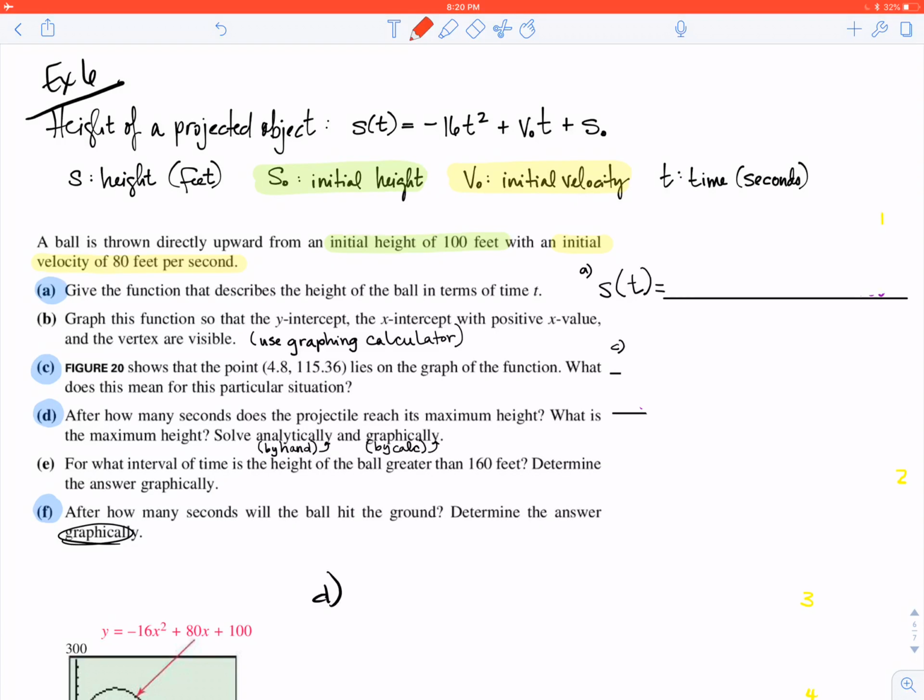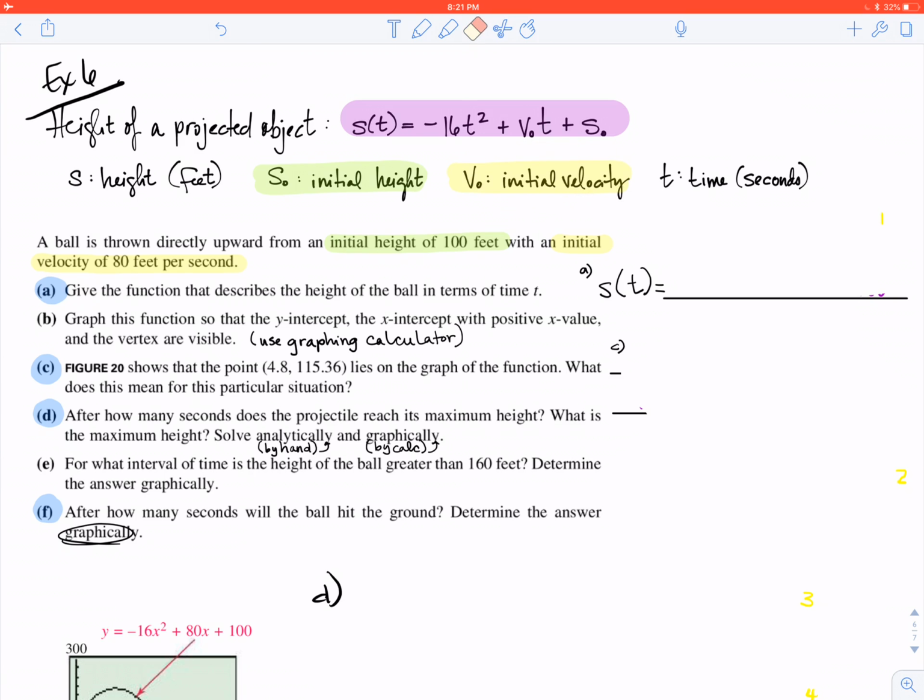Hey folks, so we are still in section 3.2 and I'd like to look at the height of a projected object example. The first thing I'd like to point out is that you have this equation right here, the generic equation for the height of a projected object: negative 16t squared plus v sub naught times t plus s sub naught. My s sub naught is my initial height, and my v sub naught is my initial velocity, my starting speed.